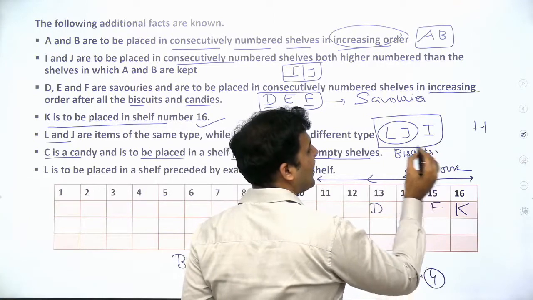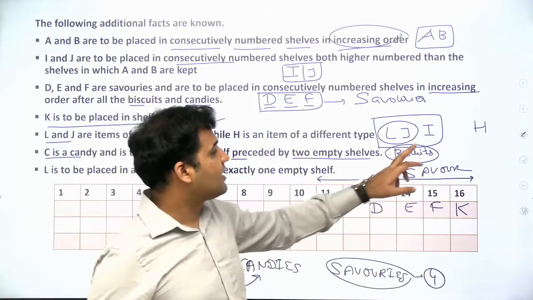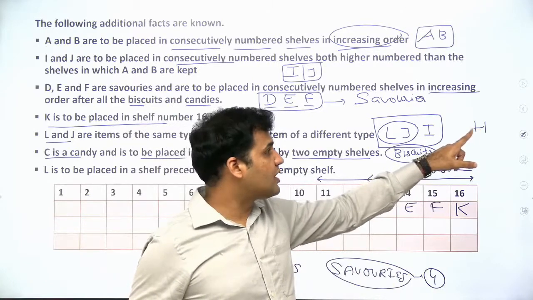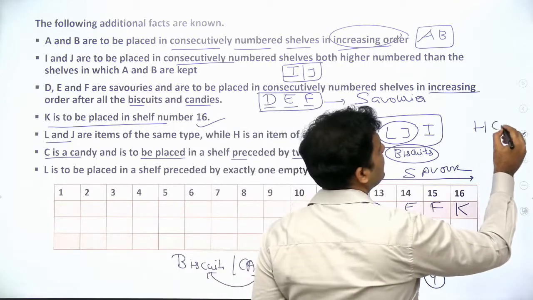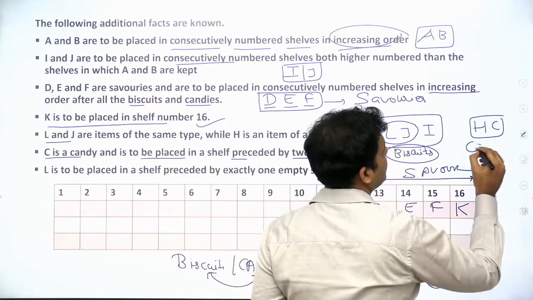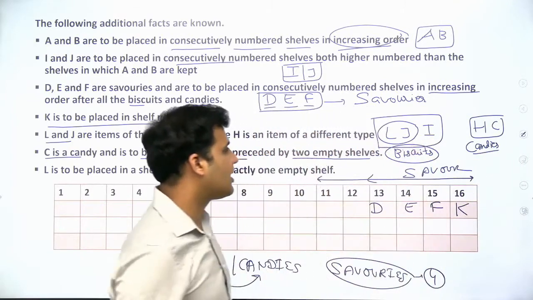L, J and I have to be biscuits, and C is a candy, and that means H, and it was also mentioned that H was of different type, so H will also be candy and C will also be candy, right? Because we have only 3 candies. H and C will be candies, L, J, I will be biscuits.